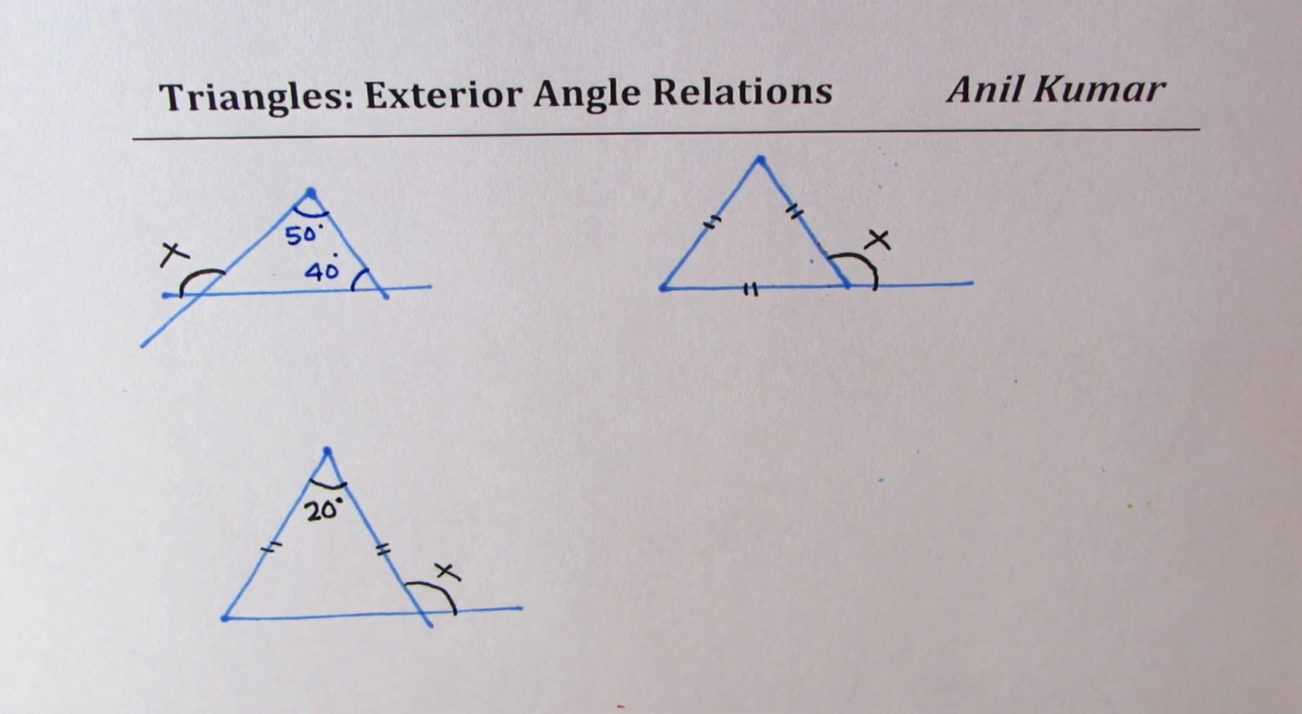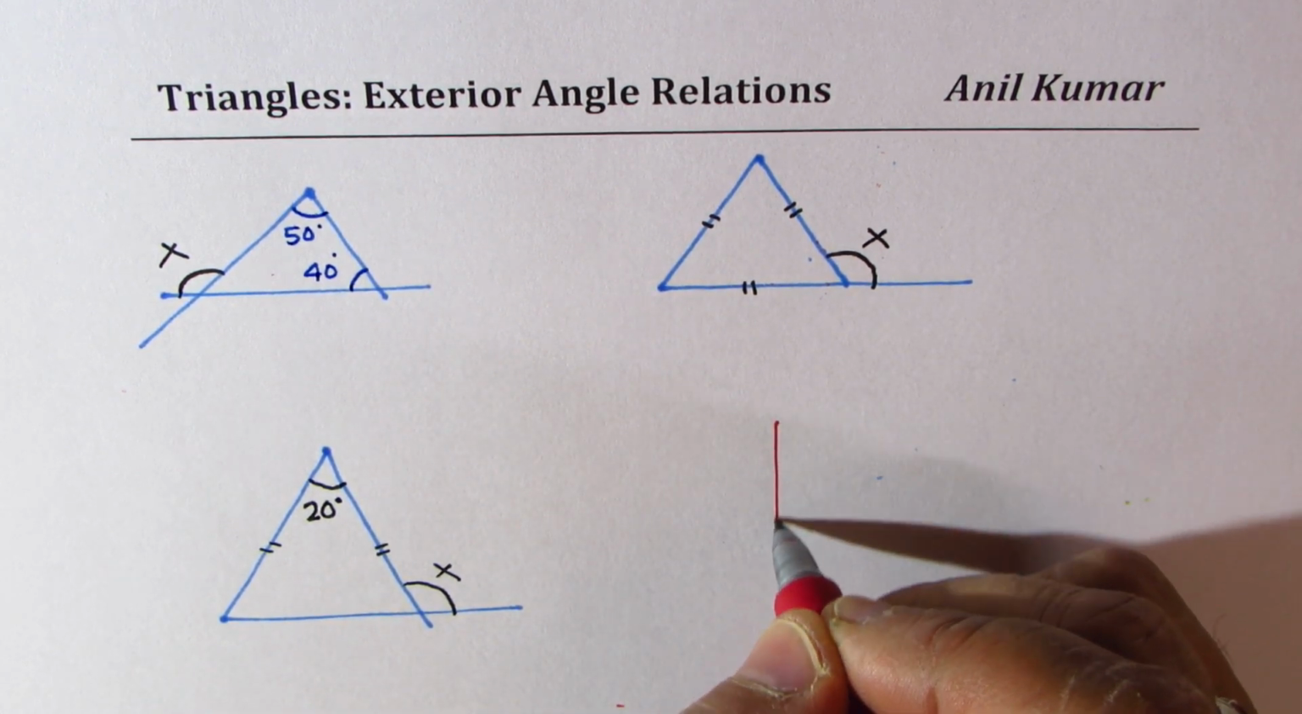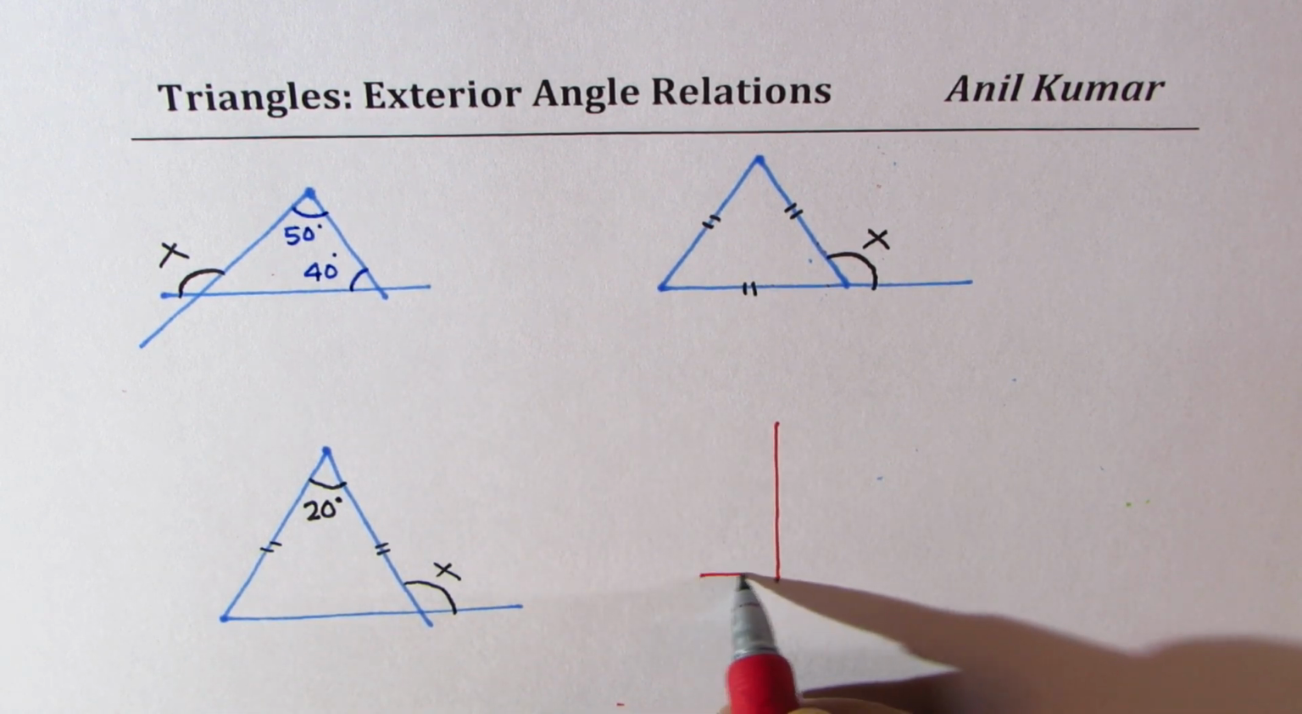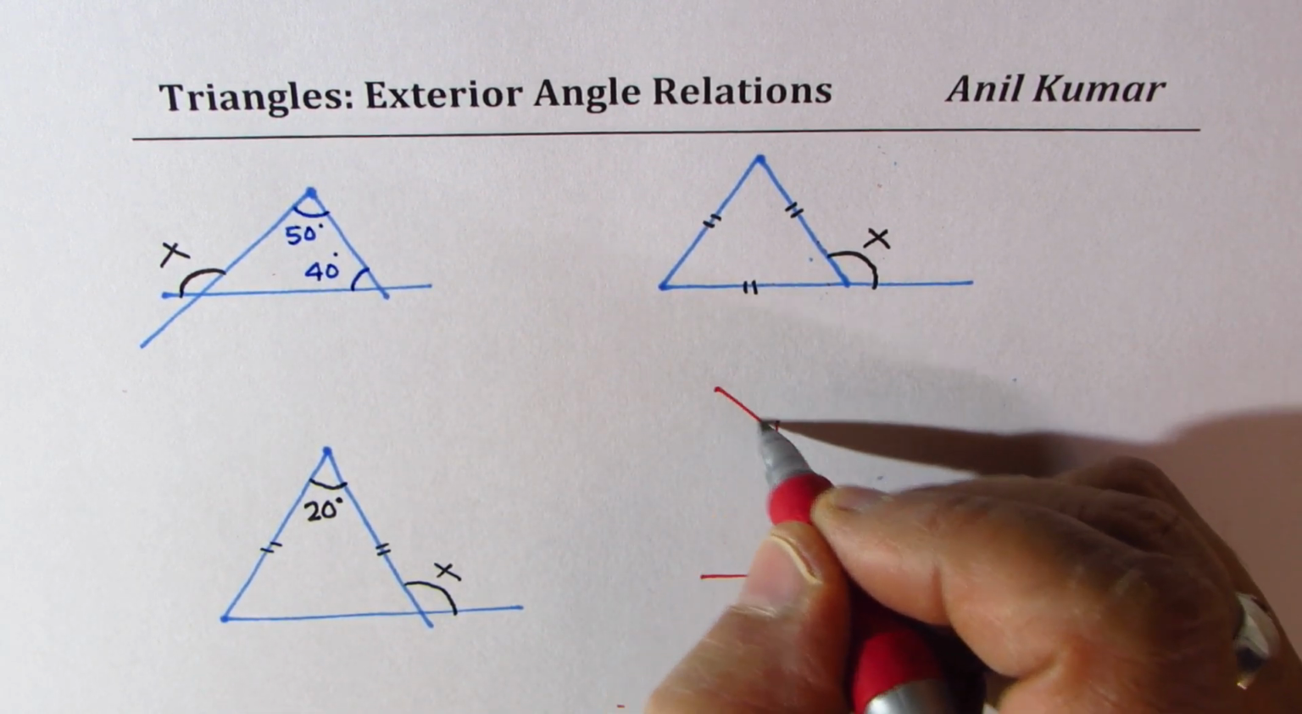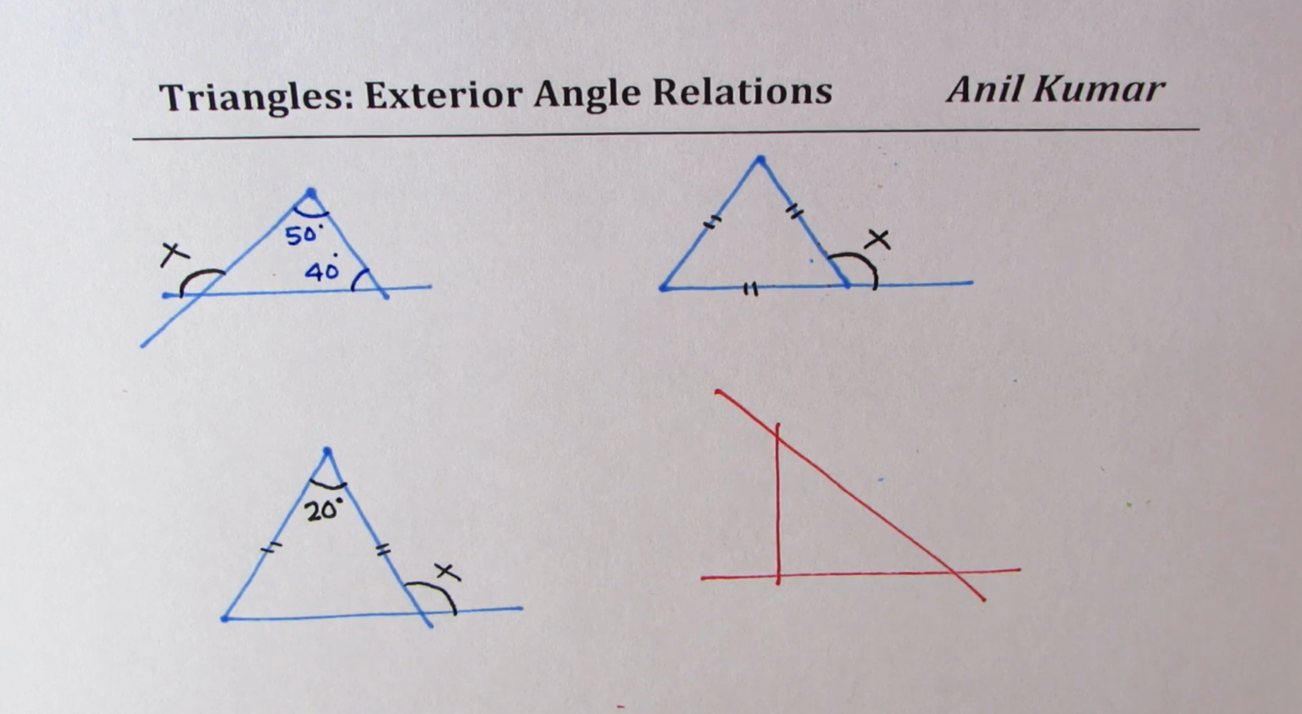You need to find what x is. Well, in all these drawings, they are not as per the scale, right? They are not as per the scale. Now let me draw a right triangle this time. Let's say that is the right triangle.